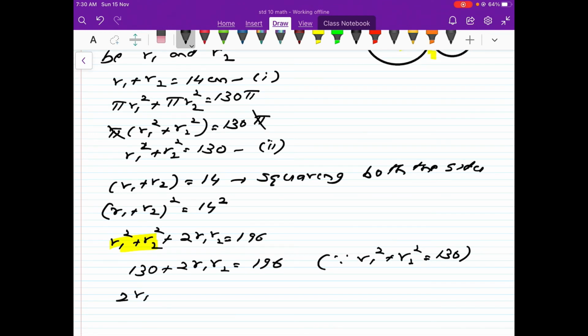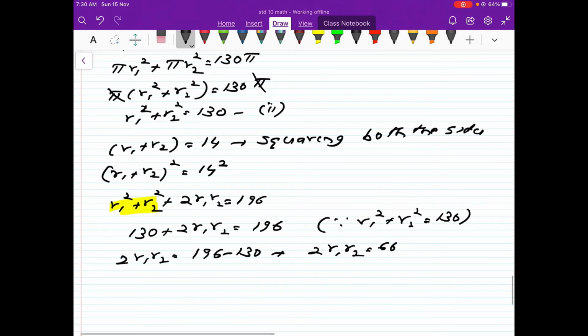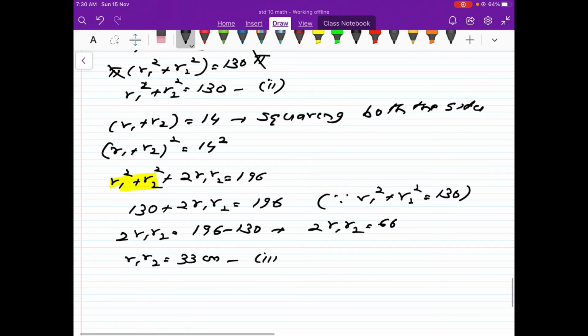So 2 r1 r2 is 196 minus 130. 2 r1 r2 is equal to 66. So r1 r2 is equal to 33. So we are getting r1 r2 is equal to 33 centimeters. So now this I will write as 3. Now if you see very carefully, we have r1 plus r2 is equal to 14 centimeters and we have r1 r2 as 33 centimeters.